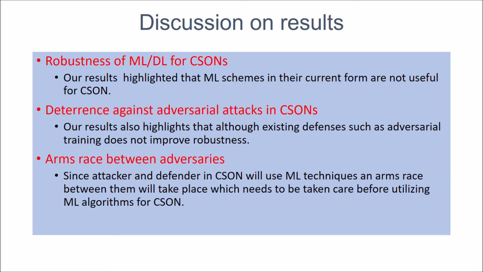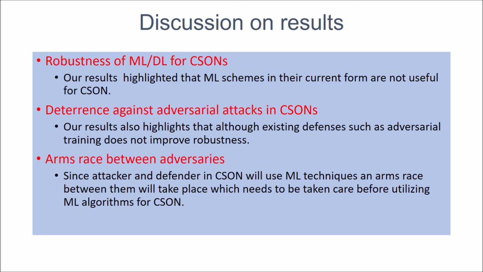So we set out to answer the following questions at the beginning of this presentation. The first question was the robustness of ML or DL for CSON. So our results have highlighted that ML schemes in their current form are not useful for CSONs, and we need to come up with some sort of design or mechanism to actually make these ML and DL schemes more robust against adversarial attacks if we want to use them for CSON systems.